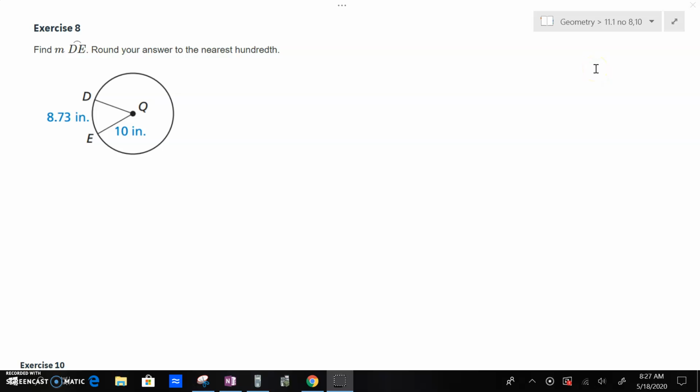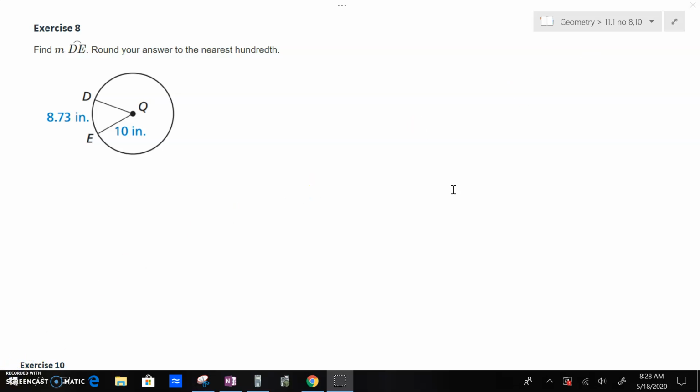Okay, this is a video working through problems number 8 and 10 from section 11.1 on the homework. These two are pretty similar problems in terms of what they're asking for, but they're each asking it in a little bit different way. So they're asking first to find the measure of arc DE. So we want the measure of arc DE, and then round that to the nearest hundredth.